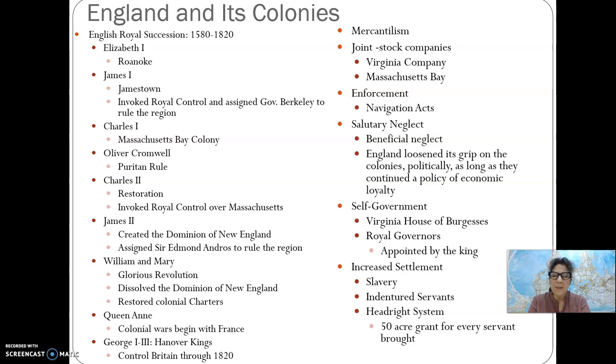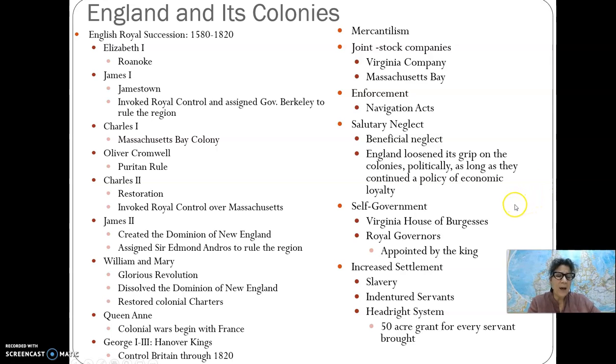What happened under William and Mary? The colonial charters were restored, and the Dominion of New England was dissolved. That led to a period in English colonial history called salutary neglect. You can see that over here on this side. Salutary neglect ended the strict rule that the English put in place under the Navigation Acts and Sir Edmund Andros, and it created a more loosened grip over the colonies.